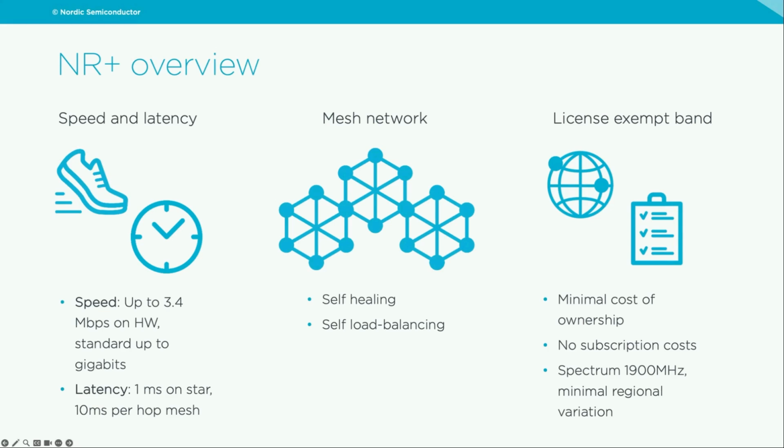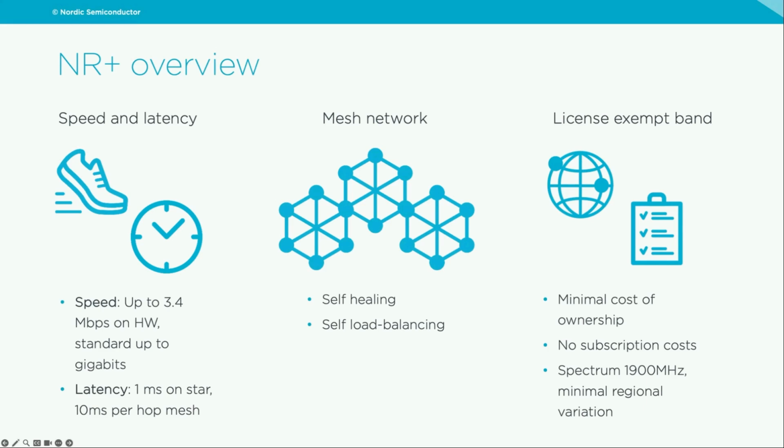About the speed and latency, the speeds that we can now reach with our offering on the hardware and software is up to 3.4 megabits per second. The standard itself goes way beyond that, but that requires access to some radio bands that are still under standardization, for example, around the 3.8 gigahertz space. But what we can now achieve on the 1.9 gigahertz band is 3.4 megabits per second.